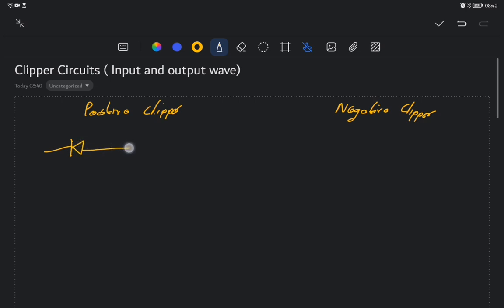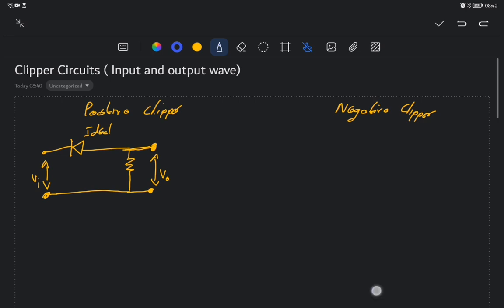The diode will be in the reverse. Then a resistor, and that. So V out will be taken from here and V in will be inputted there. Now, understand that this diode is an ideal diode, so it just needs to be in the forward bias and it will automatically be replaced by a short circuit, right?